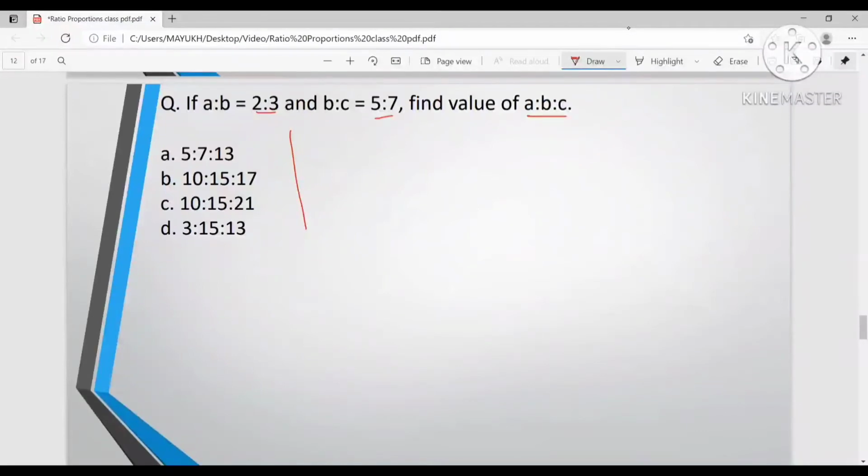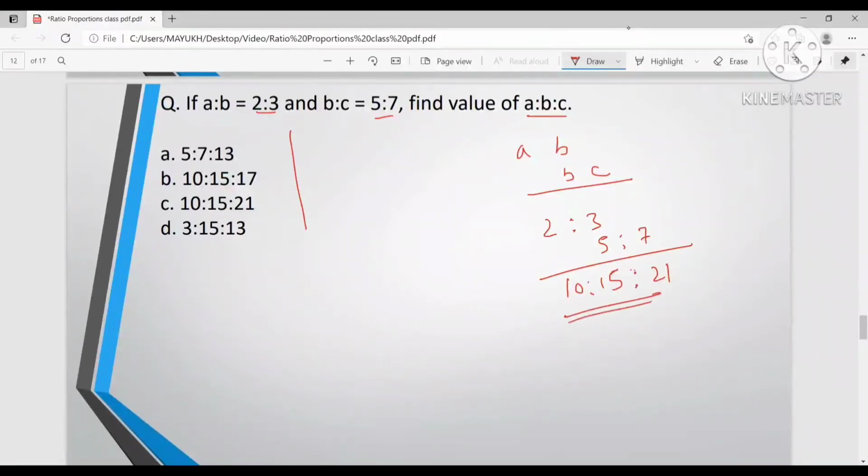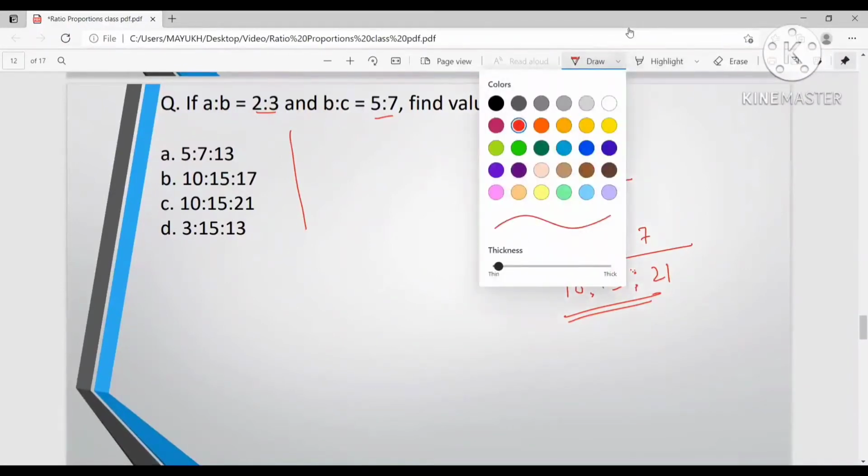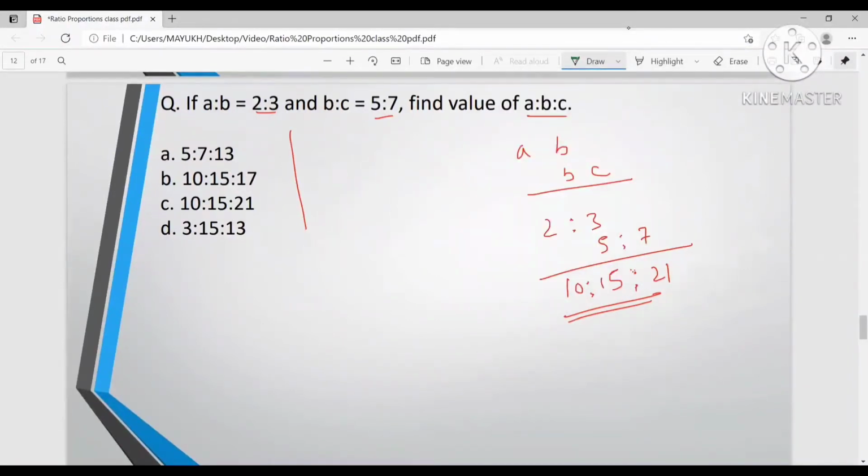So now we know the traditional method of finding A is to B is to C. We write A is to B, B is to C, and then an equation. So let me first do it by the traditional method. 2 is to 3 and 5 is to 7. Correct. I get 15 out here, 10 out here, and 21 out here. Okay, give me 10 is to 15 is to 21. Now, I don't want to do this. I think this is time taking. I'll do a shortcut. I know all these three terms.